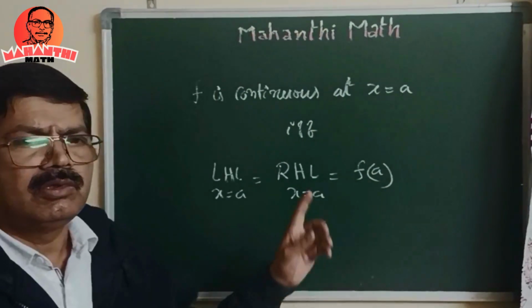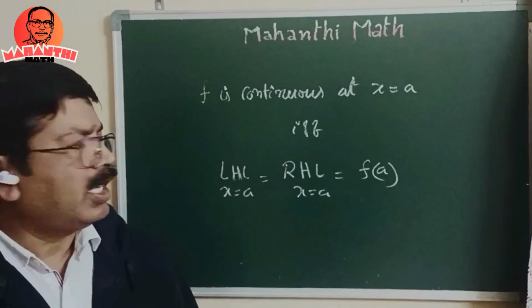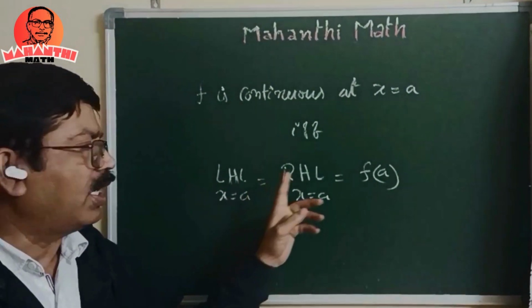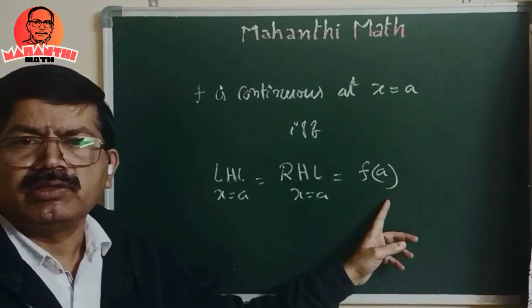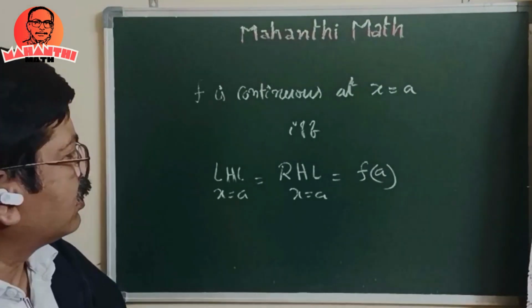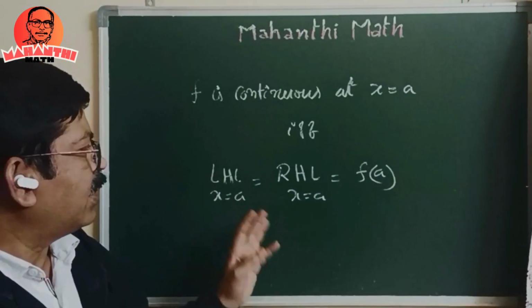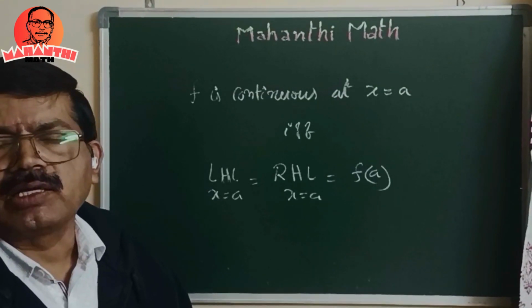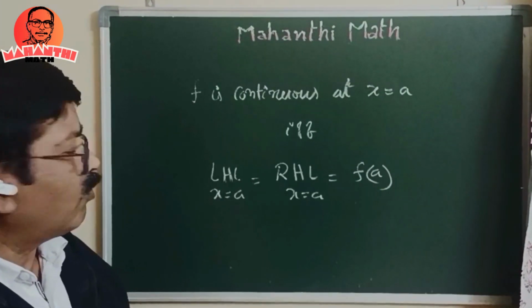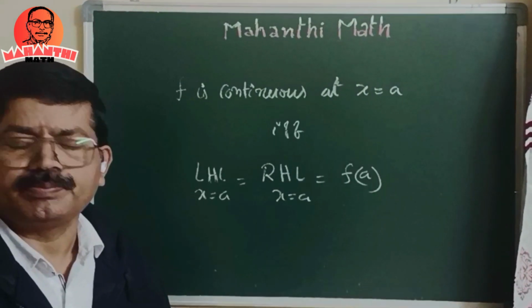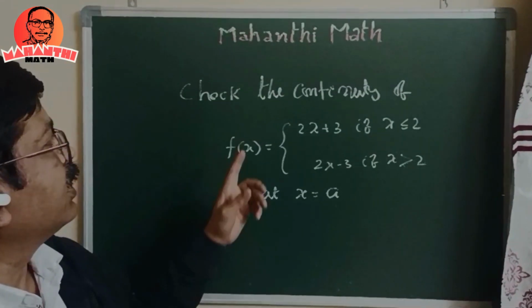So, to check the continuity at a point x equal to a, we have to find LHL, RHL and the function value. If these three are equal, then it is continuous. For some functions, we do not need to calculate LHL and RHL separately. What type of functions? By taking examples, we can see that. Now, you see this one.